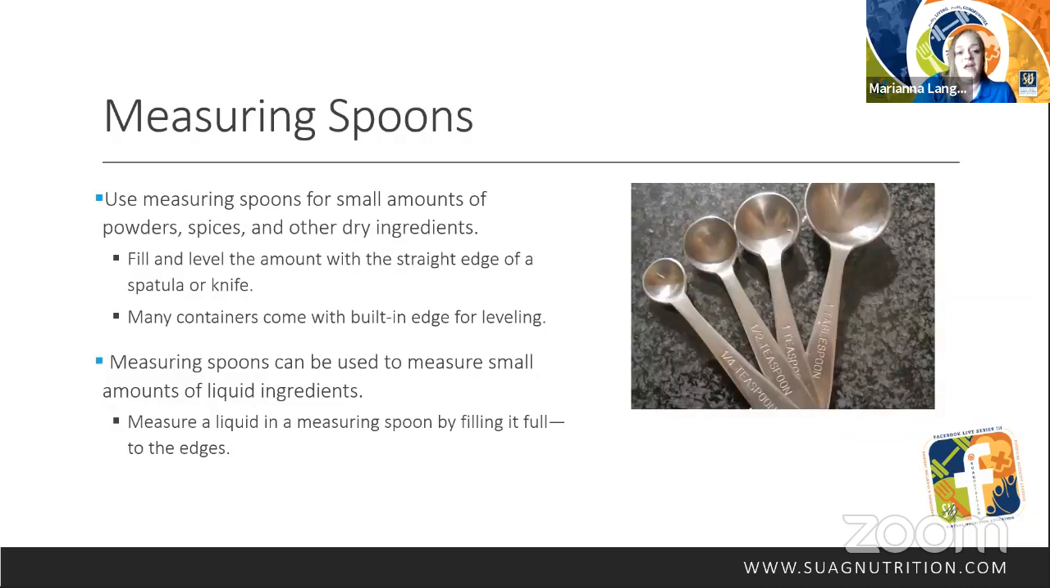Measuring spoons. Those are going to be used for measuring small amounts of powder, spices, and other dry ingredients. Now, the same as with the measuring cups, you're going to fill the spoon and then level it with the straight edge of a spatula or knife. Many containers now, such as things like baking powder, come with that built-in edge for leveling off.